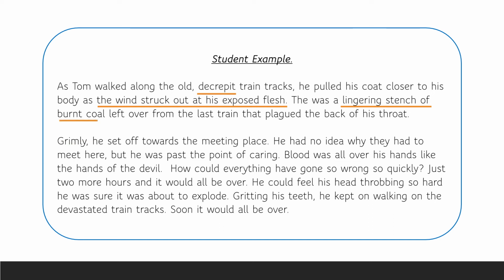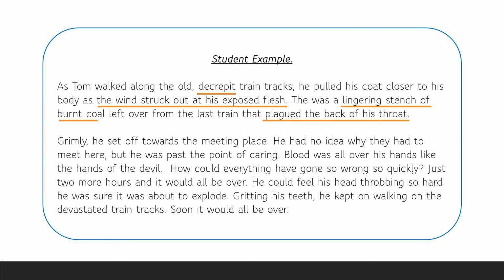And again, we've got burnt coal, so being a bit more specific, the fact that it is on train tracks gives us this idea that it's not a modern one. This actual story might be set a little bit in the past as well. And then we've got the final sentence within the paragraph.